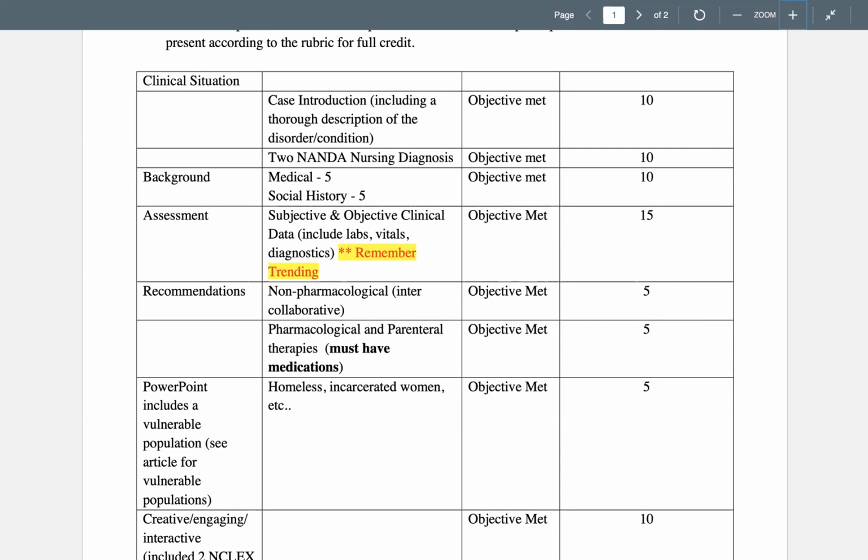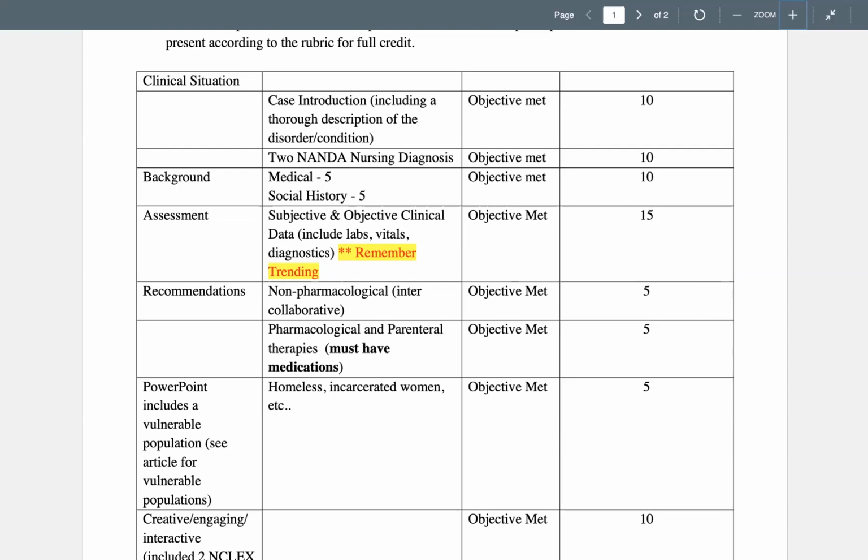You want to cite that as well. Then background, I'm looking for medical and social history. In a newborn, there's not going to be a lot of medical and social history. You're going to have to base it on the mom a little bit. Make it up, it's creative. I just want to see that it's there. That's 5 points for medical, 5 points for social.